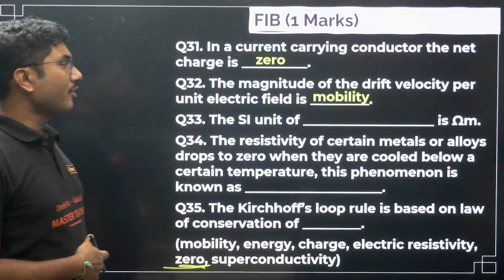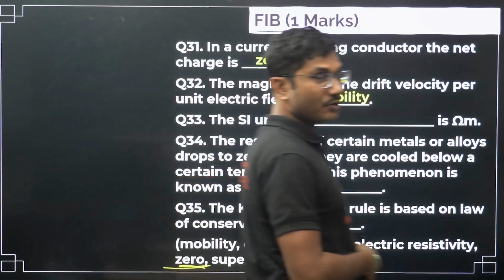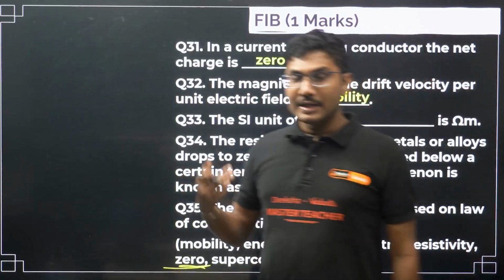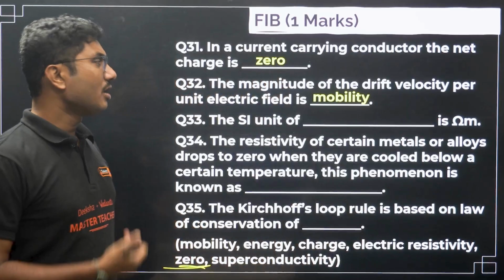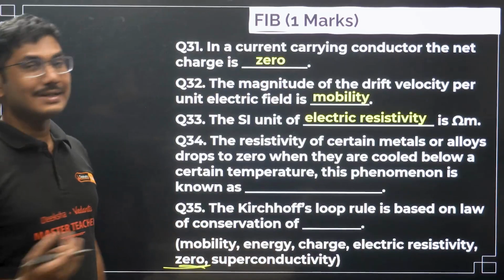The SI unit of dash is ohm meter. If you have followed my lecture yesterday, we said that the unit of resistivity or specific resistance is ohm meter. So it is electric resistivity.